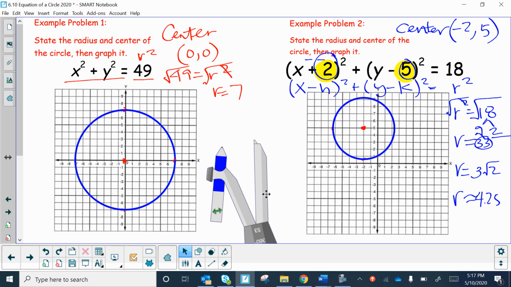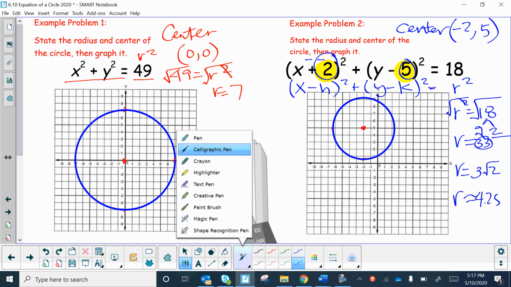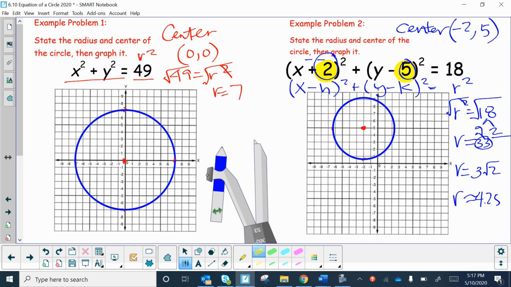So there's the center. Let me go ahead back and highlight a couple of things of what we needed to get down. The center on this first one was 0, 0, because it's easy to tell when it's x squared plus y squared. The radius was 7 because we get that from that 49, okay? Over here, a little bit more work to figure out the center, but the center was -2, 5. So that was the center for the second equation, a little bit more work.